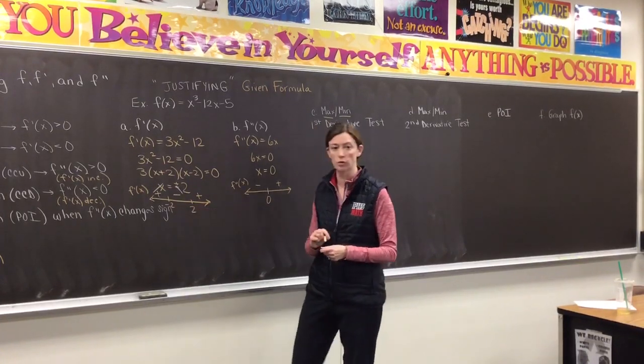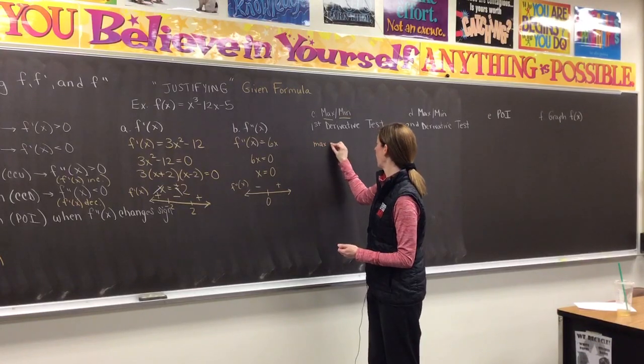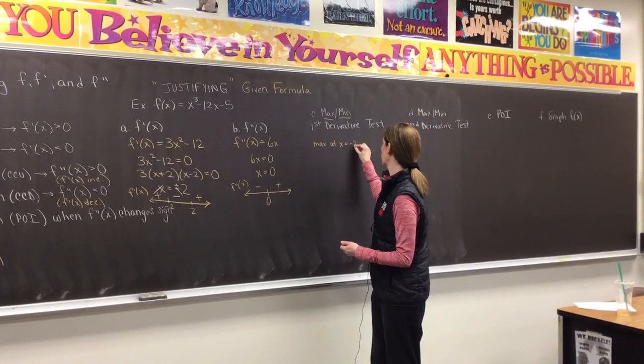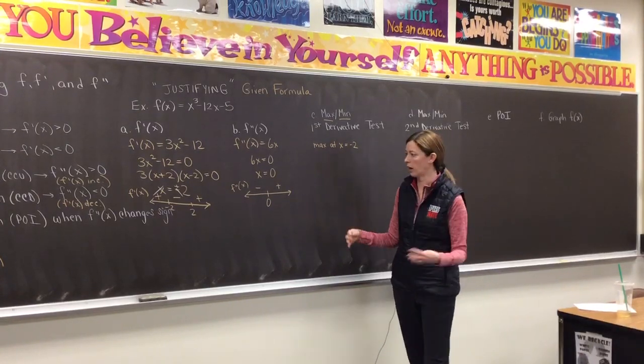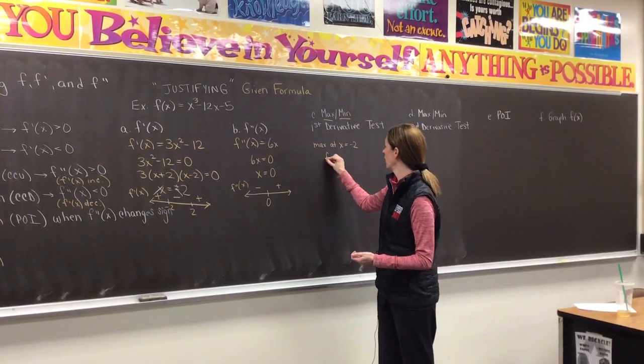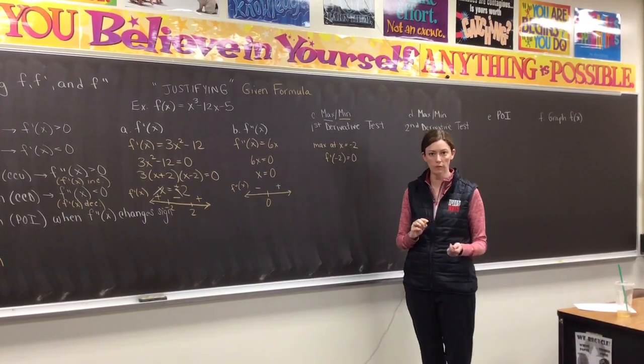What do we have at negative 2? We have a maximum. So I have a max at x equals negative 2, but your justification is your feelings. Why do you feel that way? We've always got to talk about your feelings. I feel that way because my derivative was equal to 0.